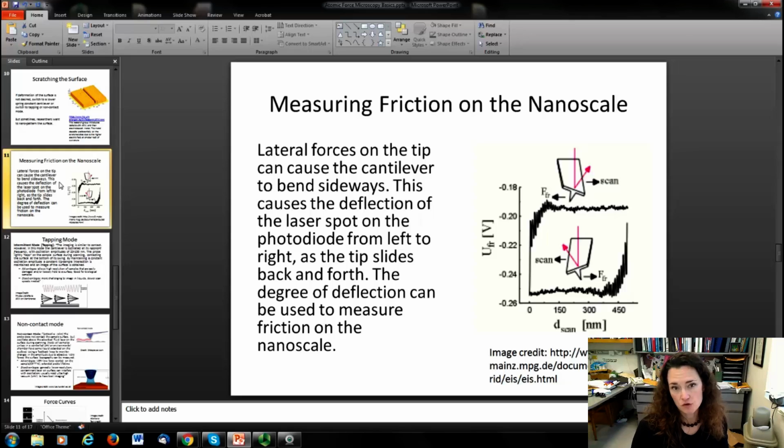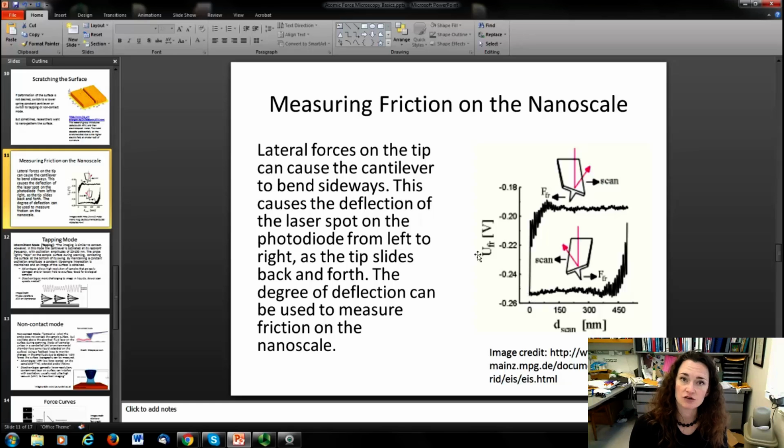The lateral forces, though, that are on the cantilever can cause it to bend sideways, as you can see in this little cartoon over here. And that can cause the deflection of the laser spot on the photodiode from left to right. Well, you can monitor the deflection of the laser spot on the photodiode voltage as it deflects from left to right, and then that can be used to generate a signal, as is shown here.